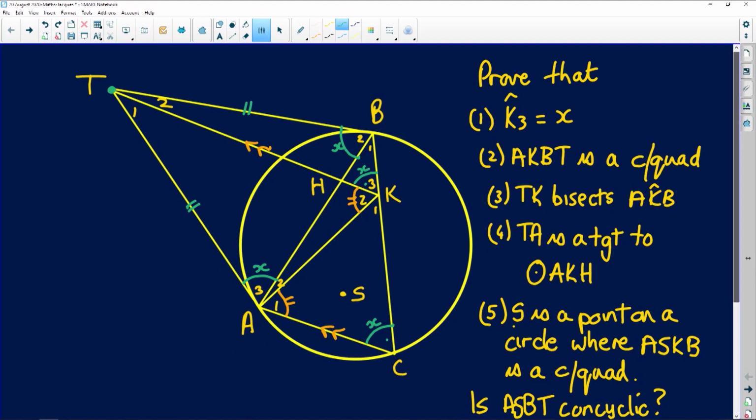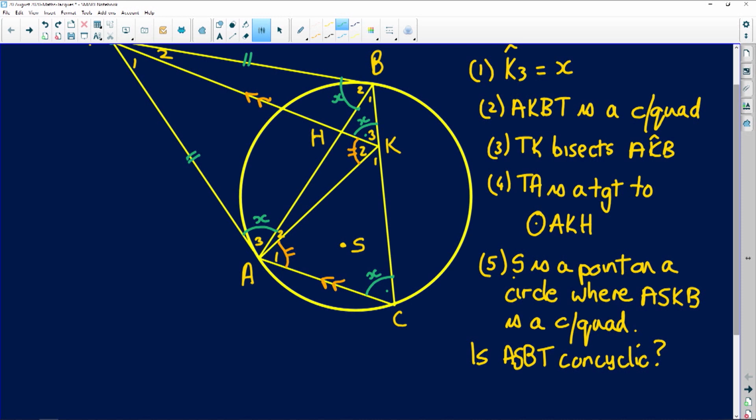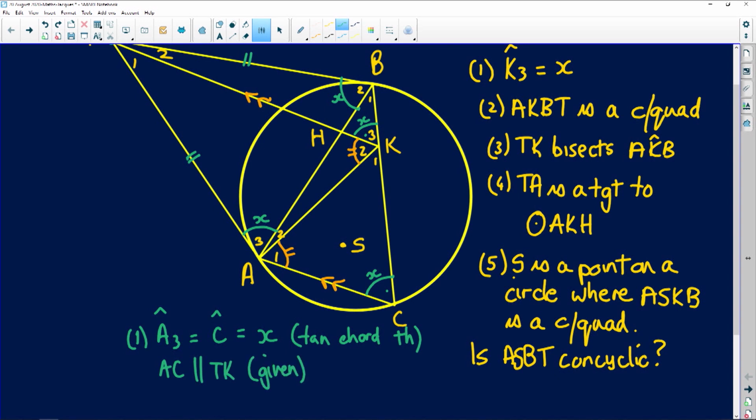Let's see. We're going to start by saying, let's start with A3 for number 1. Angle A3 is equal to angle C is equal to X. Why is that so? This is the Tan Chord Theorem. You have to give reasons, folks. So A3 is equal to C. AC, the line, is parallel to TK. Why is that so? Well, that was given to us. Okay? And here's the step where we connect the two.